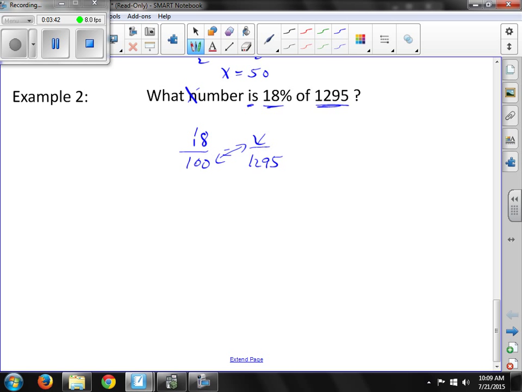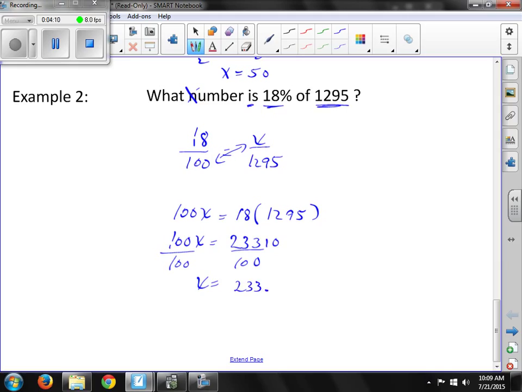and I will have 100x is equal to 18 times 1295, or 100x is equal to, and I'm using my calculator for this, 23,310. And then when I divide by 100, I'll have x is equal to, division by 100 moves the decimal 2 times to the left, so I'll have 233.10, or I could just say 233.1. 233.1 is 18% of 1295.